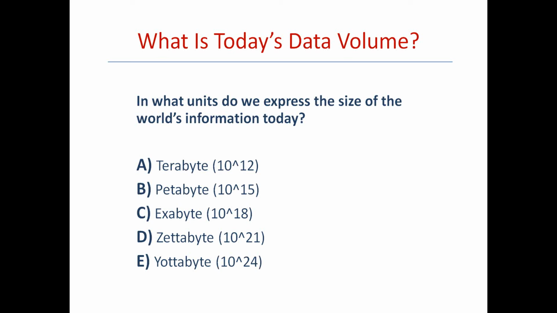You all understand we have a lot of digital data over the internet, right? If I ask you a question, in what units do you think we express the size of world's digital information today? Starting from bits, we have bytes, and then kilobytes, megabytes, gigabytes, and then comes terabytes, petabytes, exabytes, zettabyte, and yottabyte. For those of you who are not familiar with these units, a terabyte is 1024 GB, a petabyte is 1024 TB, and so on.